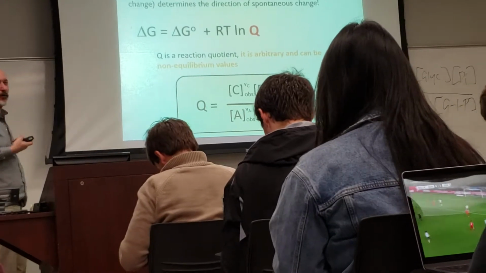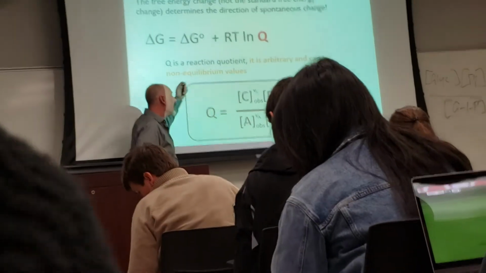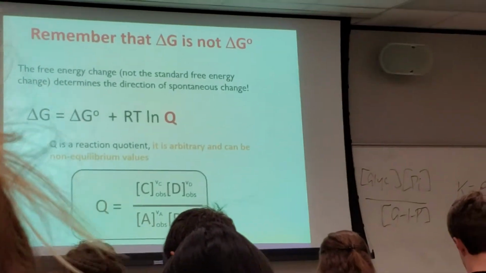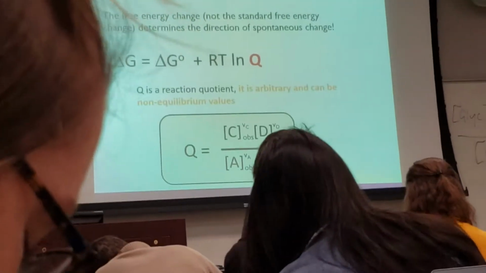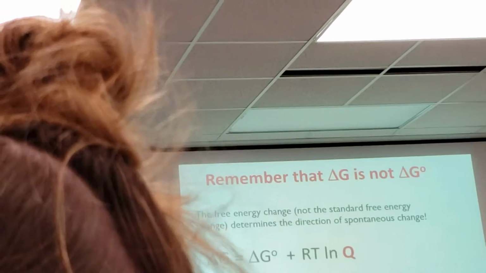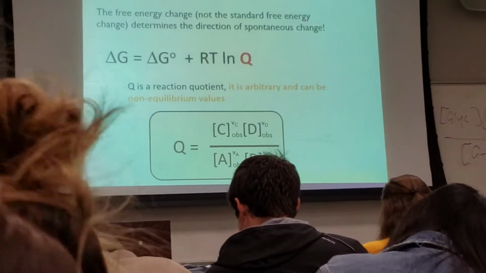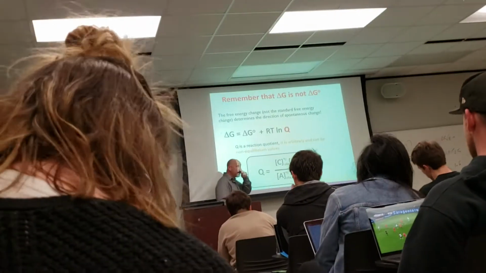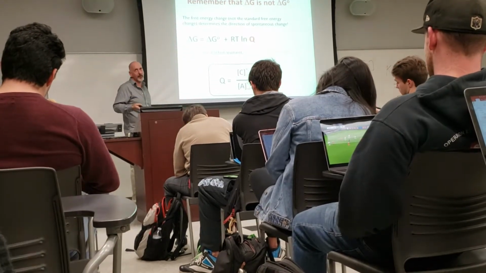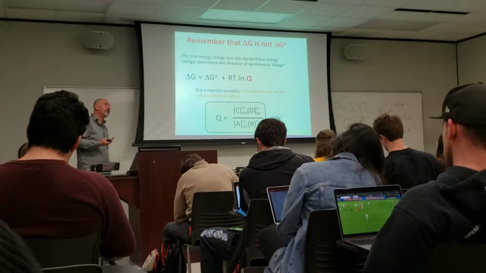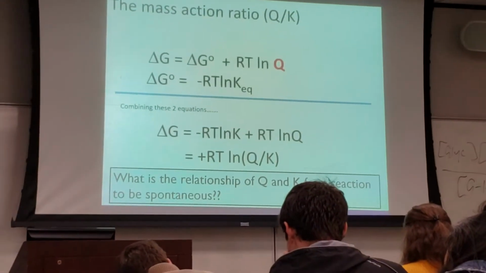Have you seen Q before? Yeah, okay. So you know that Q is what's called the reaction quotient. K defines some equilibrium values. When I have non-equilibrium values, I often call it Q. The difference is, I set them up all the same way, but instead of standard concentrations, they're just some observed concentrations. So they deviate from equilibrium conditions. They're non-equilibrium.